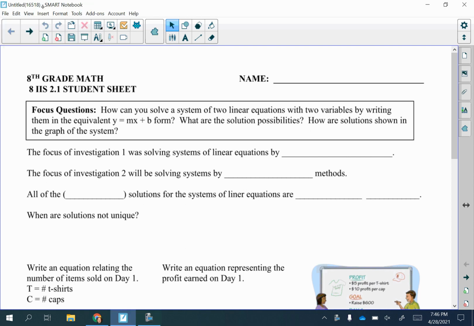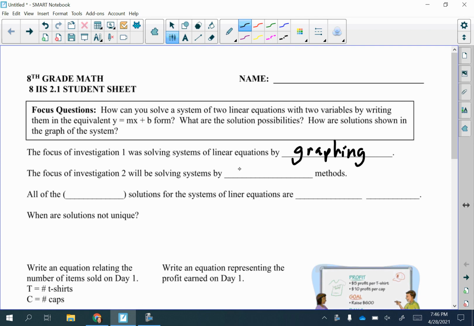All right. So if our focus in investigation one, which was really the first part of solving systems, we solved systems of linear equations by graphing. So we spent the first 3 days, all kinds of graphs, trying to find something visually. So now in this next investigation, we're going to get into solving systems using symbolic methods, using our algebra skills.